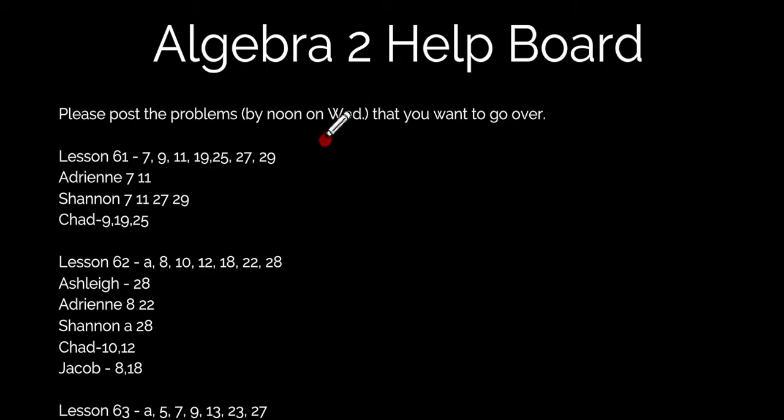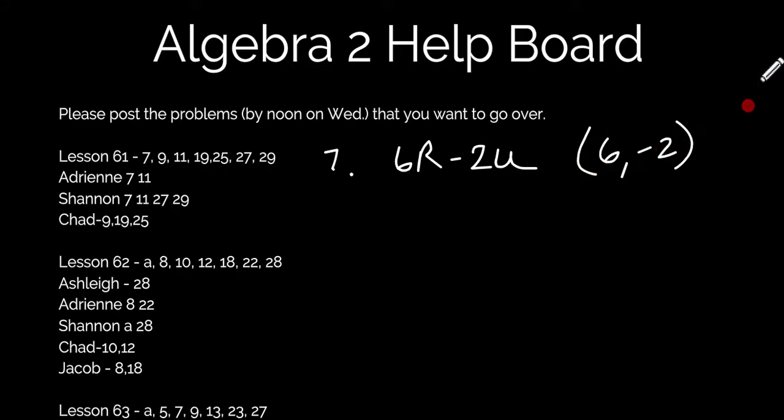So lesson 61, number 7. Let's just get going with this one. It is in rectangular form, 6r minus 2u, and we are to change that into polar form. So this is the same thing as if you had 6, negative 2 in rectangular coordinates.